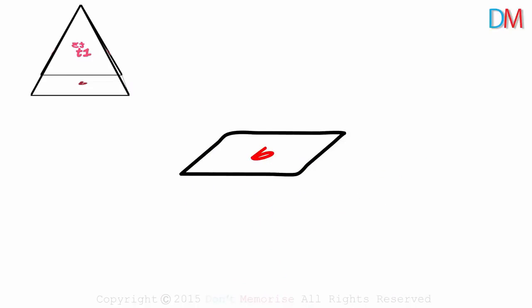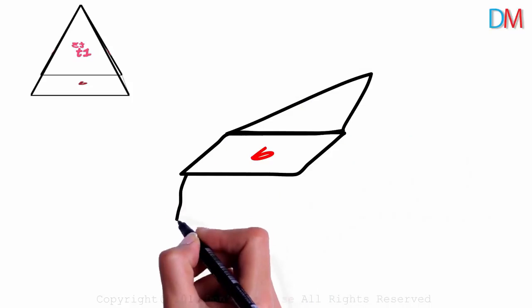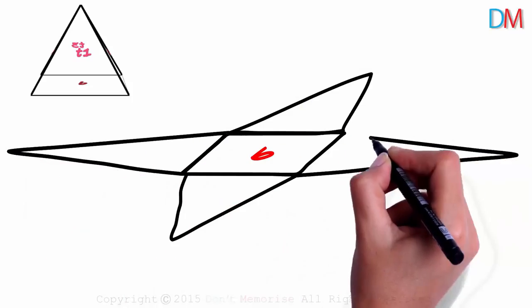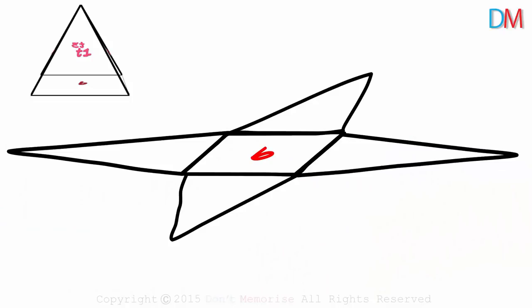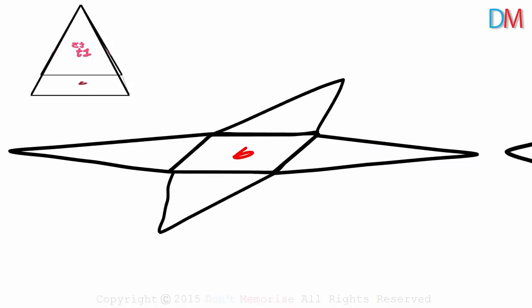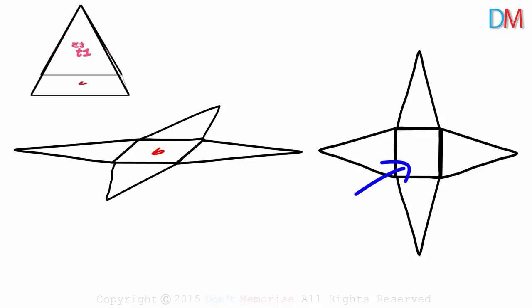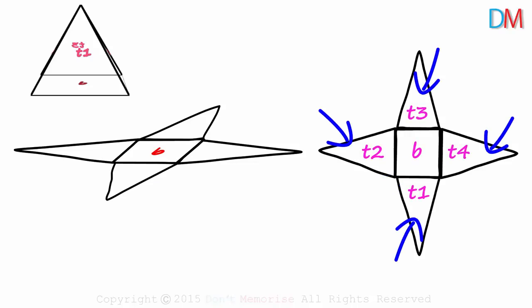And now it's pretty simple. There is a triangle attached to each side of the base. Opening up the four triangles along the sides of the base will give us this. Four triangles attached to each edge of the square. This is the net of a square pyramid. And the top view will look like this. This is the base and four triangles attached to the sides of the square.